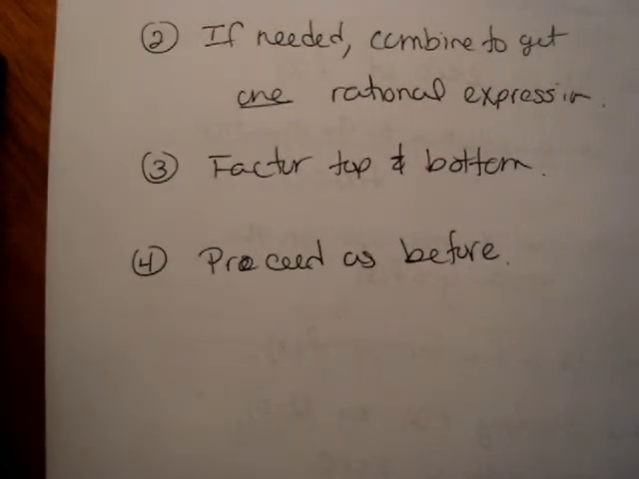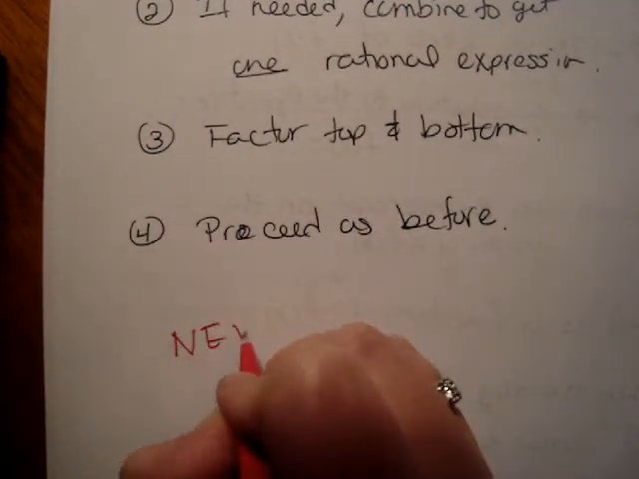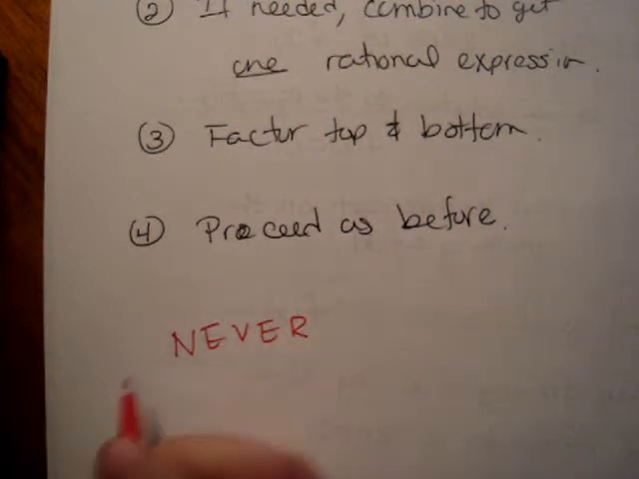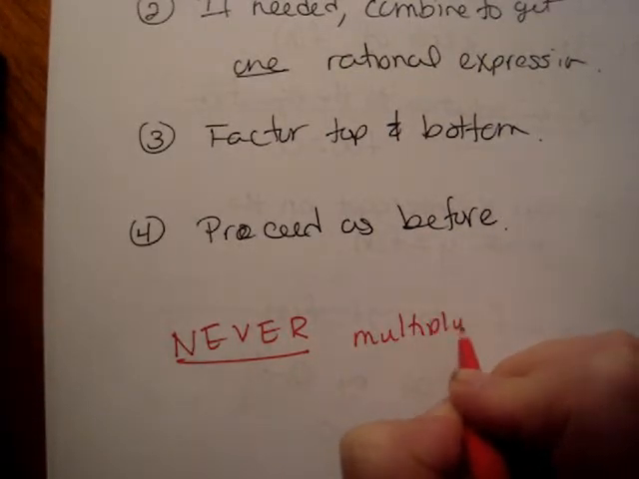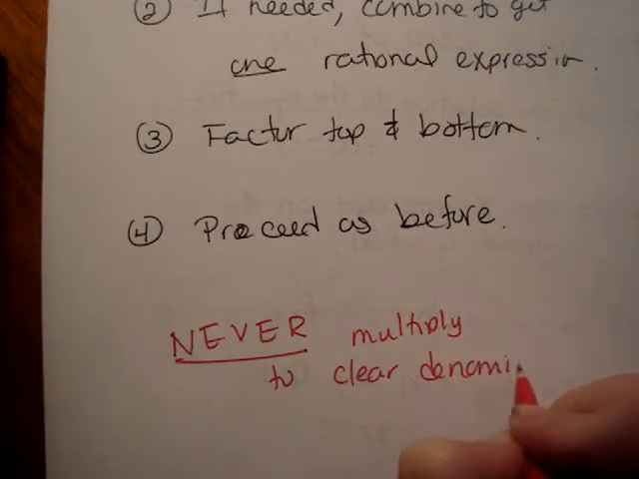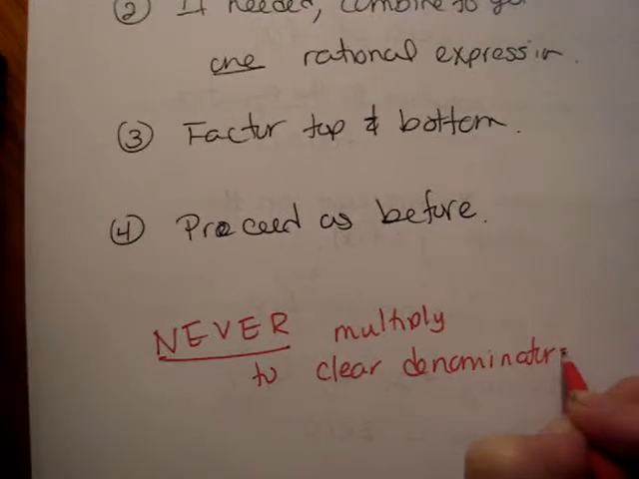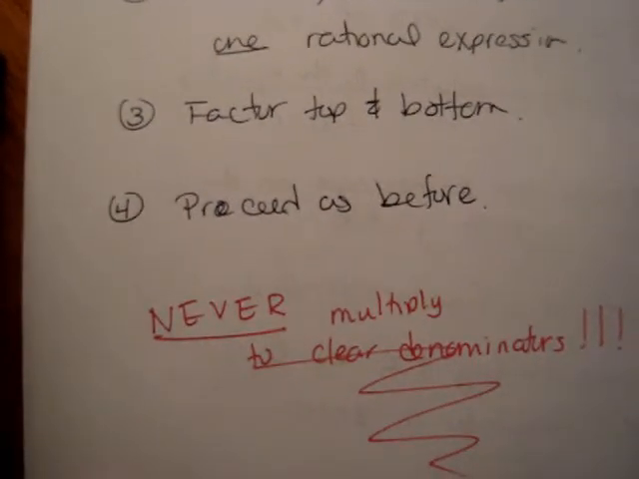Okay, now let me write this. And yes, imagine me yelling at you. Never multiply to clear denominators. Never multiply to clear the denominators. I know that's what we do in rational equations, but this is an inequality.